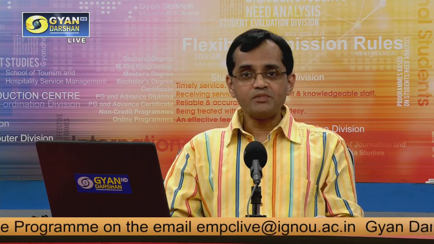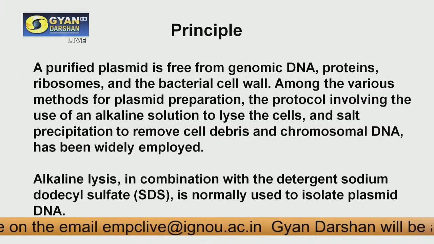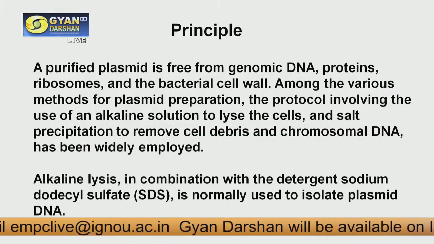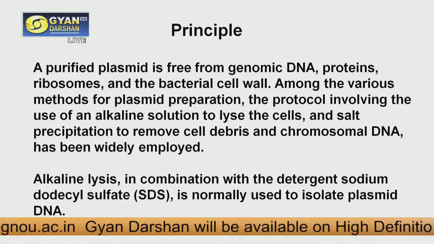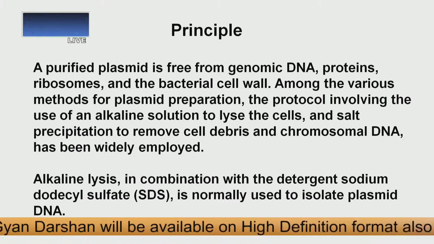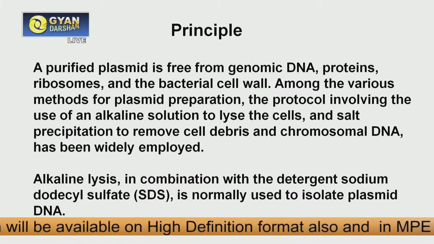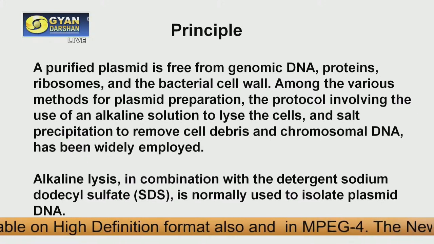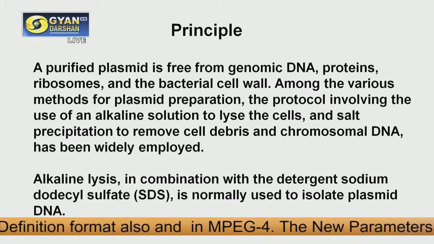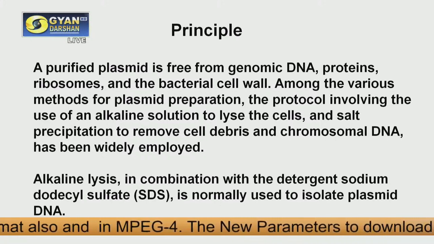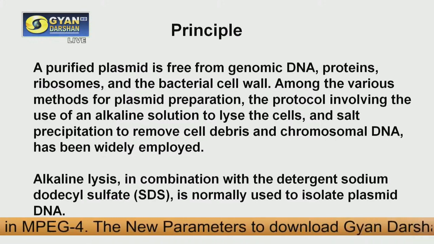Now, when you are isolating a plasmid, you have to make sure that it is free from certain things. If you need a purified plasmid, you have to be sure that it is free from genomic DNA or the chromosomal DNA. It should be free from proteins, ribosomes, and the bacterial cell wall.